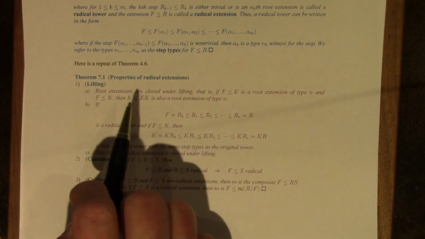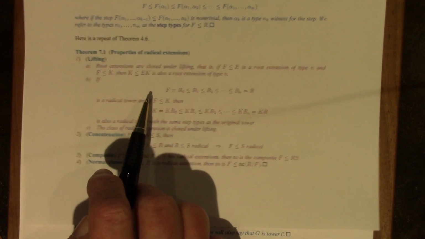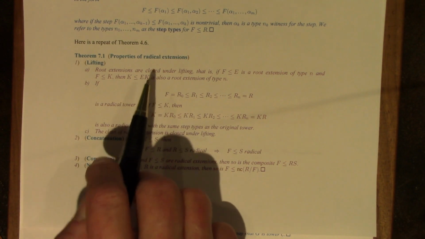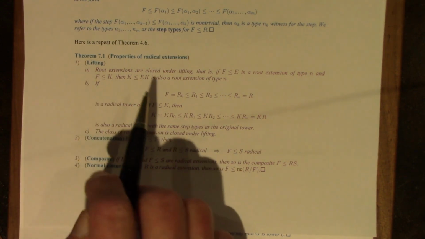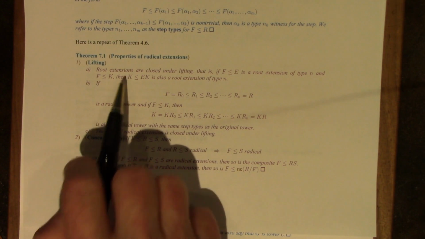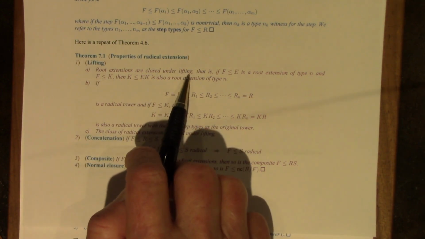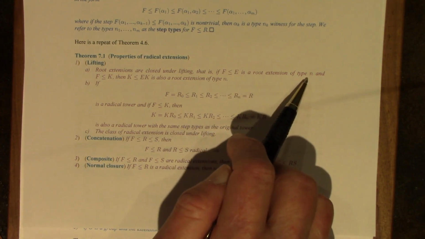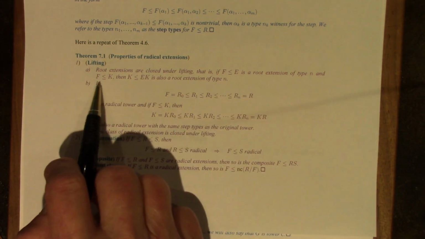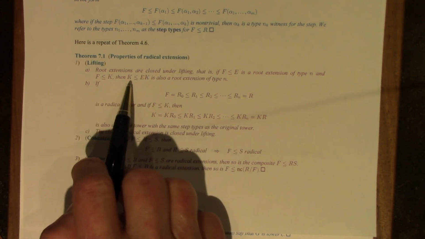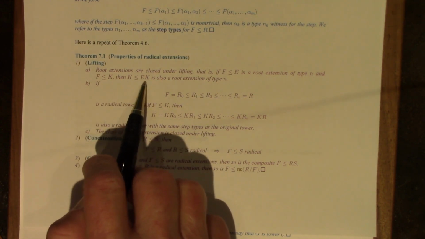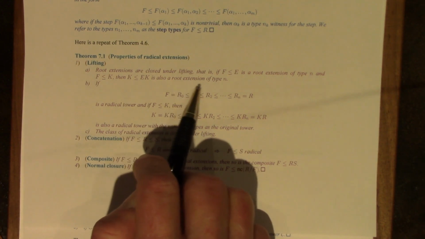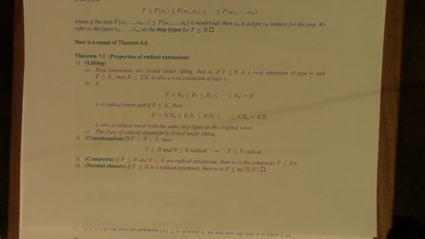Here is a repeat of an earlier theorem from chapter 4. Properties of radical extensions. First we have lifting. Root extensions are closed under lifting. That is, if FE is a root extension of type n and FK is any extension, then we lift to get the extension KEK that is also a root extension of type n. It could certainly be a root extension of a smaller type, but it is of type n as well.